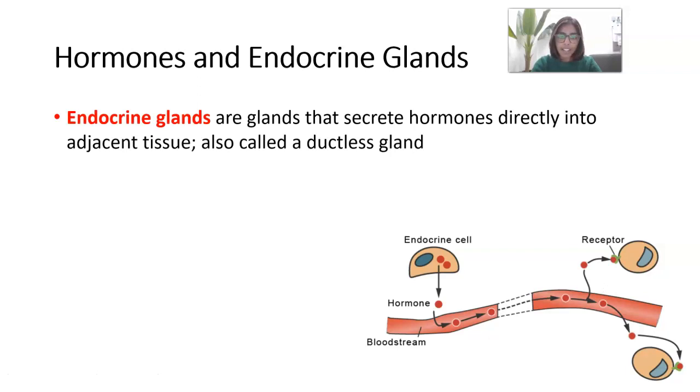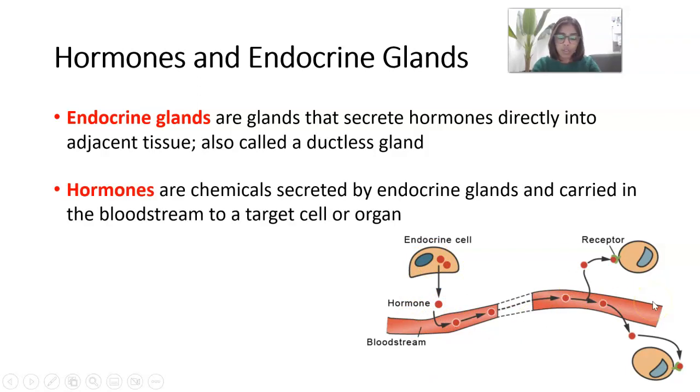So the endocrine glands, like we just said, are glands that secrete hormones directly into adjacent tissues, so hormones don't act on the gland that creates them, and we can see that in this little cartoon here. Hormones are chemicals which are secreted by endocrine glands. Again, just to reiterate, they travel in the bloodstream and then they will act on a target organ or cell.